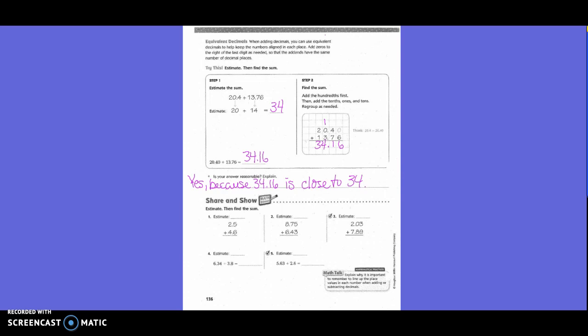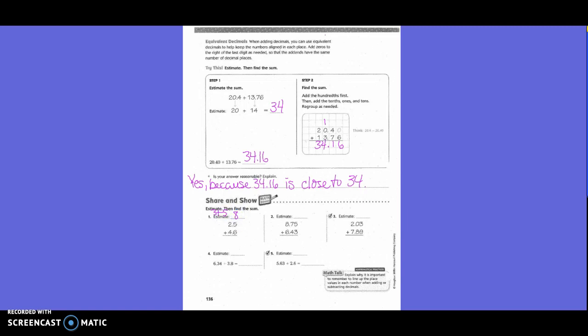Okay, show your work: estimate, then find the sum. When I tell you guys I want work for your estimate, it's just writing kind of what they did up here, like on step 1. Okay? So 2 and 5 tenths, what would I estimate that to? 3. So I'd write above it 3 plus, what would I estimate 4 and 6 tenths to? 5. So 3 plus 5 is 8.